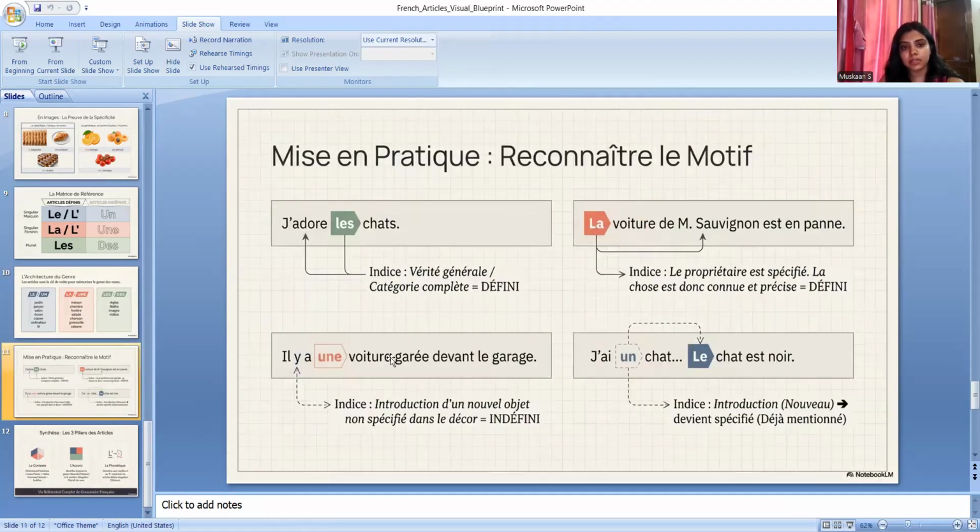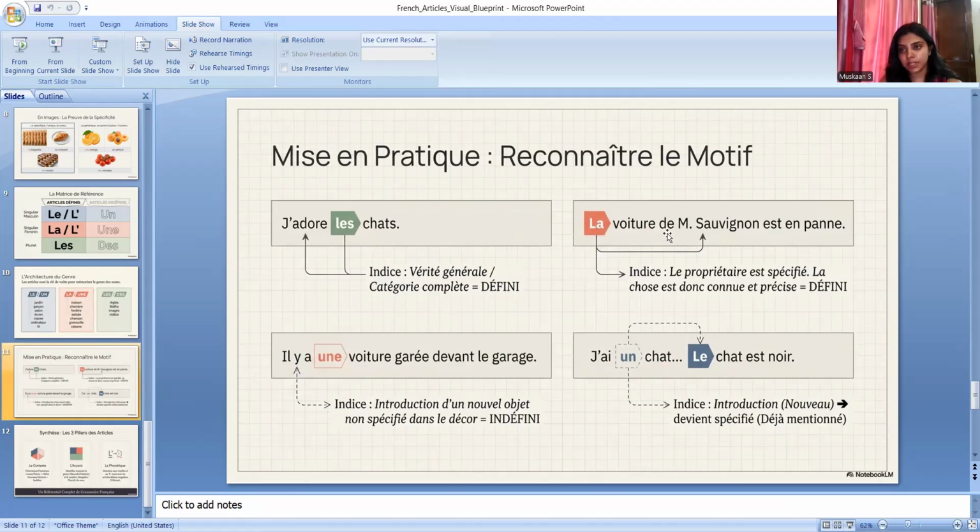Now, these are examples for making the sentence. Like in a sentence, how do you know if it is definite or indefinite? Like how you will be writing. Now, reconnaître le motif: j'adore les chats. Now, I have specified here that I love cats. And la vérité générale, category complex, definite. It is a definite one. I have specified here that I adore the cats. La voiture de Madame Sauvignon est en panne. Now, whose car is it? The car of Madame Sauvignon. So that's why we have used the definite article here.